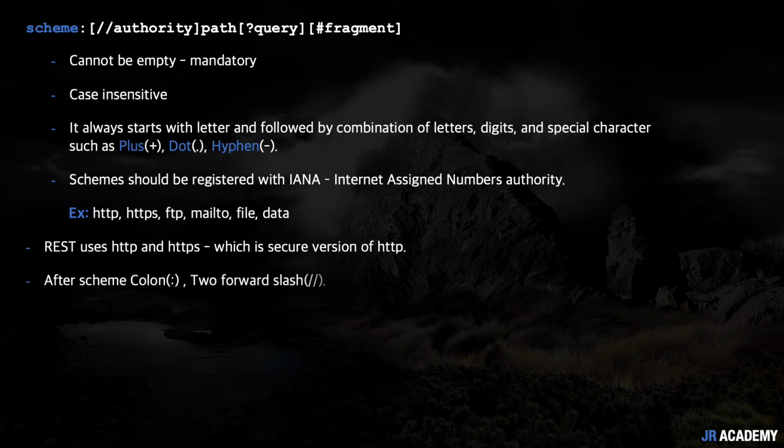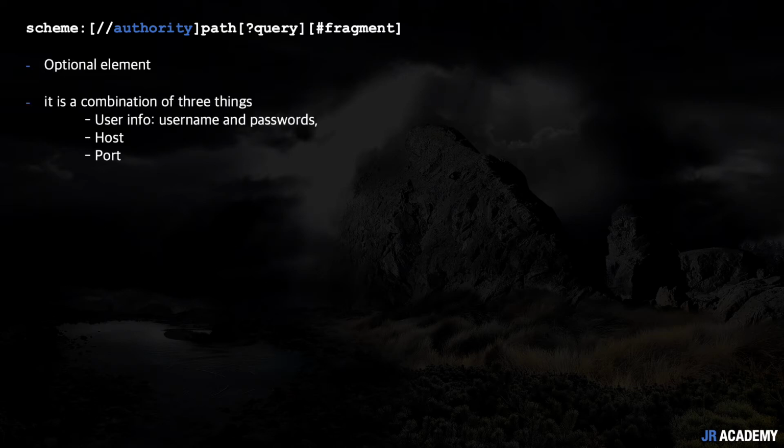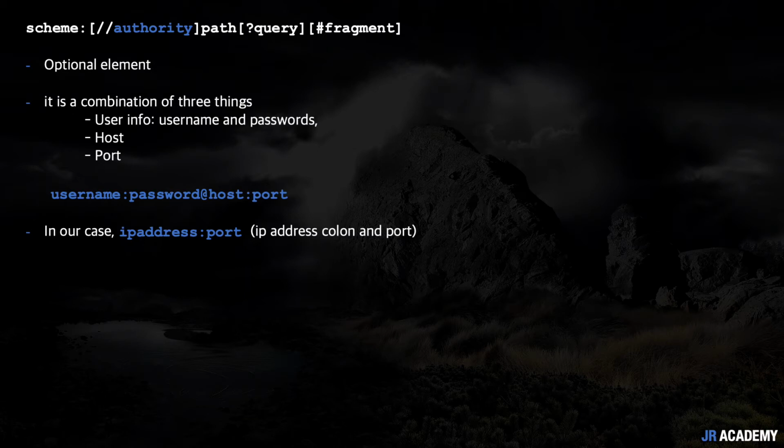And after this scheme, in our generic sequence, we have a colon sign and a double forward slash, and then we have authority. So authority is an optional element, and it is a combination of three things: user information, which includes username and password, and we have host, and we have port details. So ideally this authority looks something like this, but in our case we're not going to put user information with authority, and we will only use host and port details, which looks something like this, where we will use IP address, colon, and port. And also we can use domain names such as ourwebsite.com. So for example, if we are running the application locally, then we will use localhost and port, and probably you have seen this before.